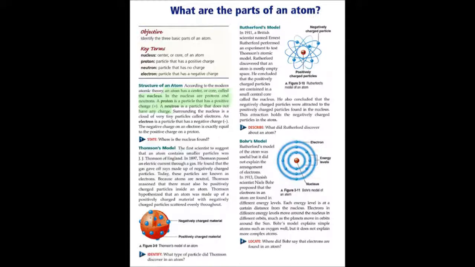Bohr's model. Rutherford's model of the atom was useful, but it did not explain the arrangement of electrons. In 1913, Danish scientist Niels Bohr proposed that the electrons in an atom are found in different energy levels. Each energy level is at a certain distance from the nucleus. Electrons in different energy levels move around the nucleus in different orbits, much as the planets move in orbits around the sun. Bohr's model explains simple atoms such as oxygen well, but it does not explain more complex atoms. Locate: where did Bohr say that electrons are found in an atom?